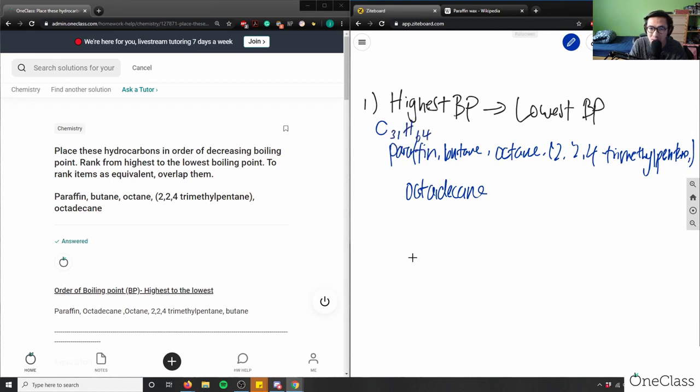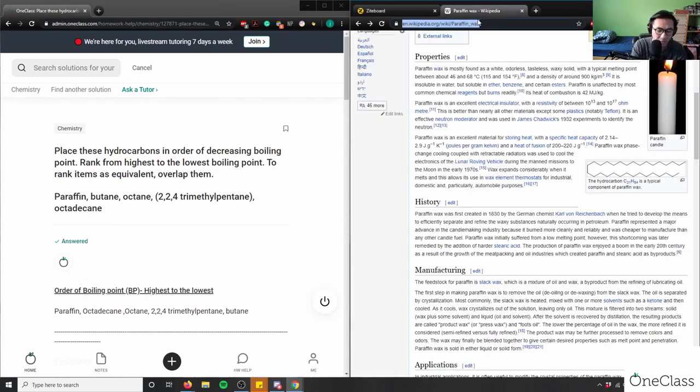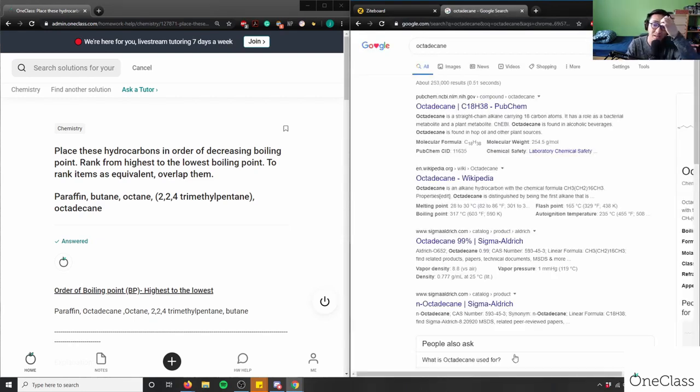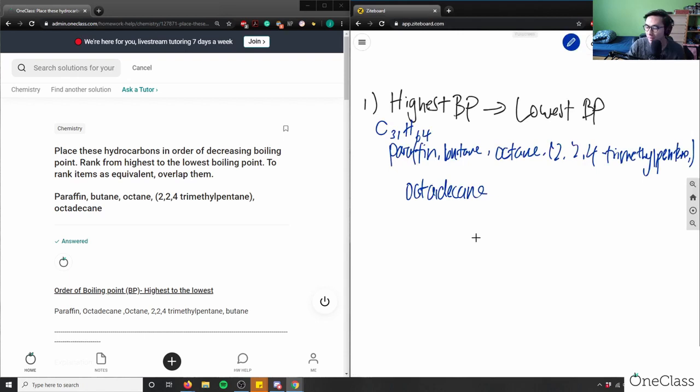So paraffin here is C31H64. And octadecane is actually not an IUPAC name here, so I'm gonna have to look up the structure of octadecane. Octadecane is C18H38, right? So this here is probably not something you learn in grade 12. Octadecane is 18 carbons in chain, so it's H38, right? C18H38. Okay.